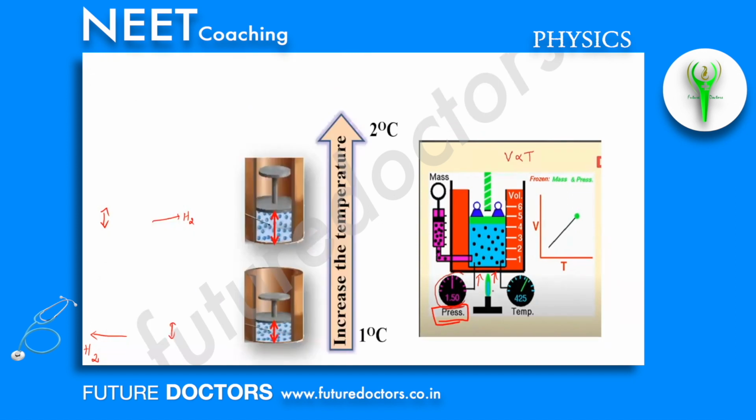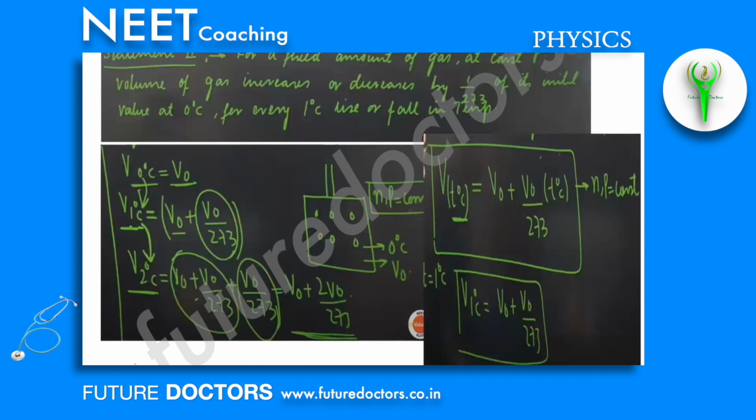Now from 1 degree, we are increasing the temperature to 2 degrees. Again, the volume increases. There is another statement for Charles' law: for every 1 degree rise in temperature, the volume increases. How much is the increase in volume? That is given by another statement.